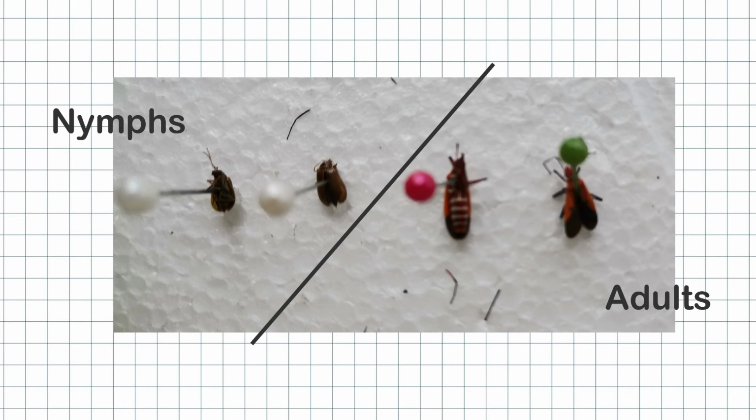The nymphs feed gregariously on the cotton balls. The nymphs undergo 5 molts within 49 to 89 days to reach adult stage. The life cycle of the bug is completed within 6 to 8 weeks.